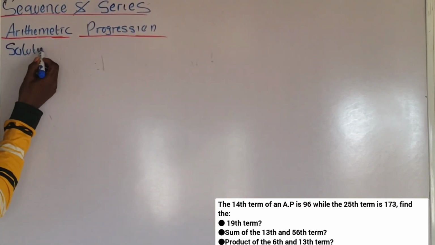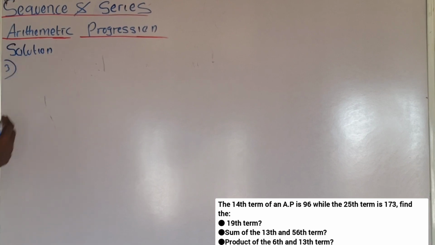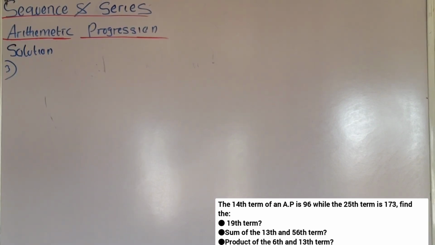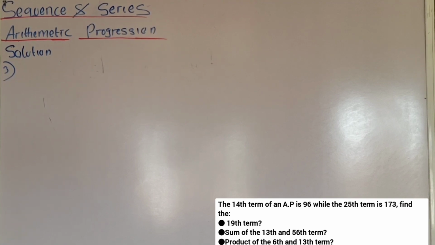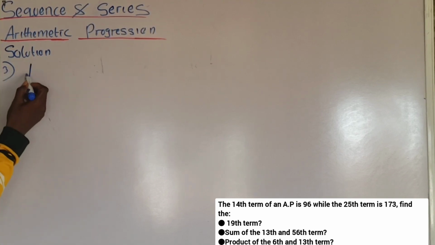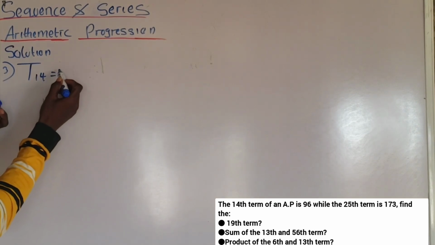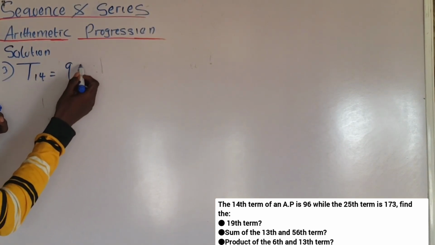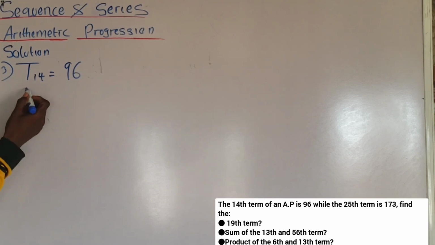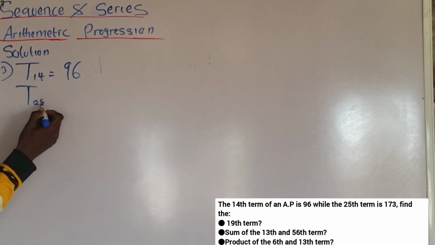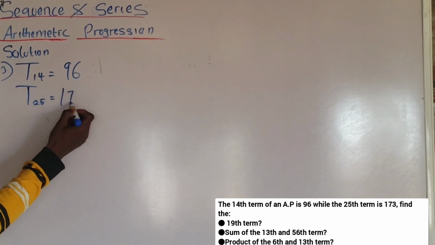Solution. Okay, so how do we solve the question? Let's start by writing out the information that we're given. The 14th term of an AP is 96. So we're given that the 14th term is equal to 96. And the 25th term is 173. The 25th term is equal to 173.